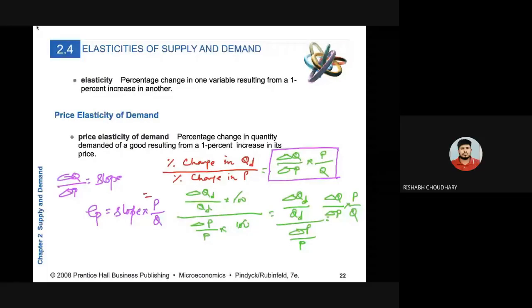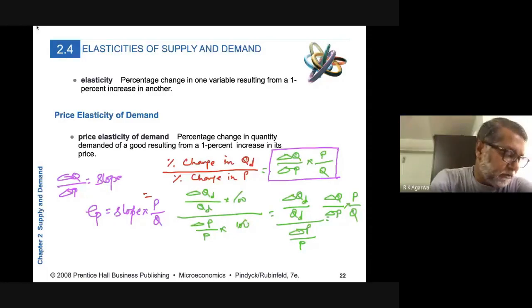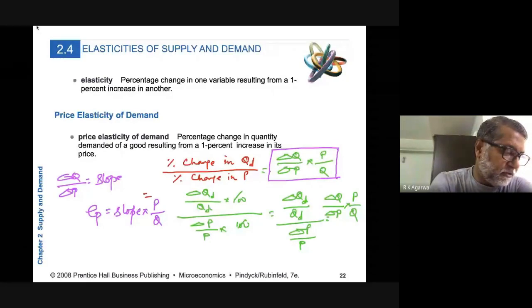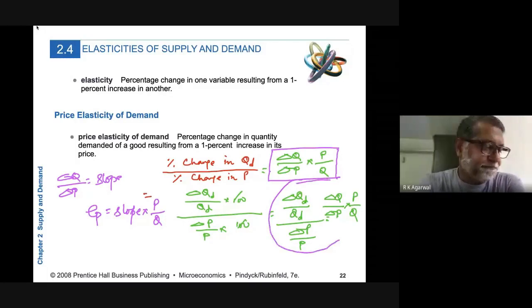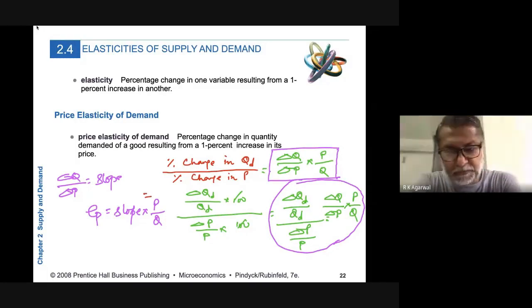Please, sir, explain. Sir, can you please explain the last formula once again? EP is equal to slope into P by Q. Okay. Very simple. I think you are actually referring to this thing. How are these two equal? Is this what you are asking?